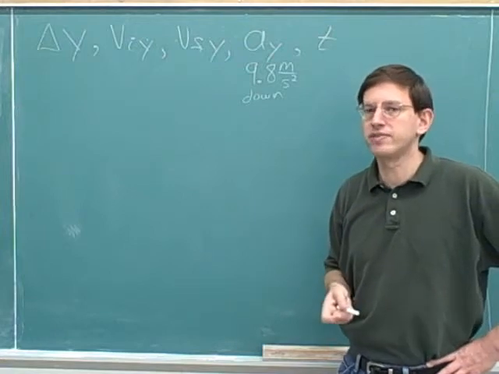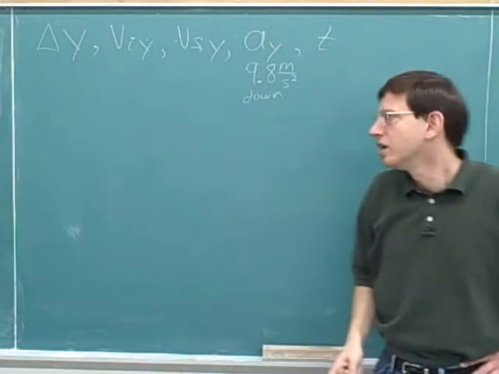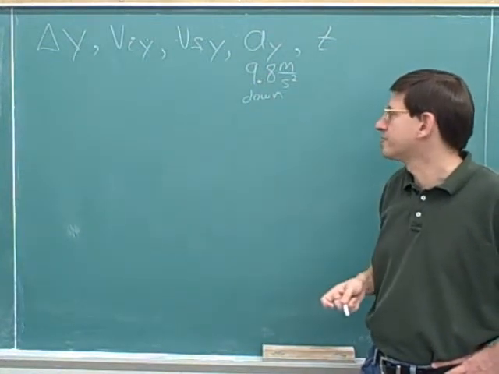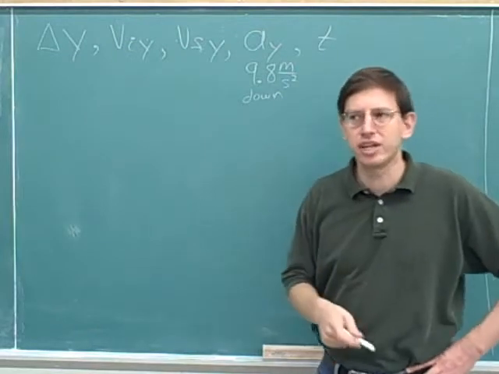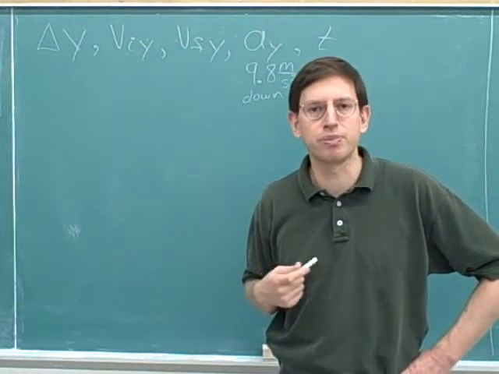And when we choose a positive direction, then we can put the sign in front to show whether this would be positive or negative. So the magnitude of the acceleration due to gravity is 9.8 meters per second squared, and the direction of that acceleration is always down. That should be kind of common sense. We know that gravity makes things accelerate down. Gravity pulls things down.